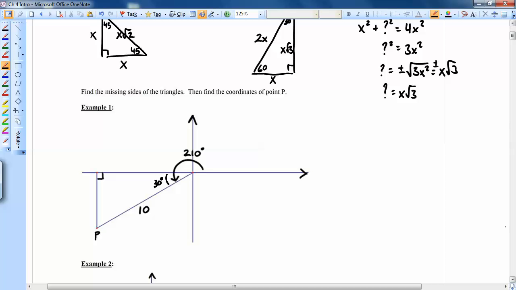In a 30-60-90 triangle, the hypotenuse is the 2x side. The side opposite the 30 is the x side, so this ends up being 5. And then the missing side is the x root 3 side here, so this one's going to be 5 root 3. That means point P is going to be at negative 5 root 3 and negative 5 for the x and the y, because you have to go backwards 5 root 3 and then down 5.